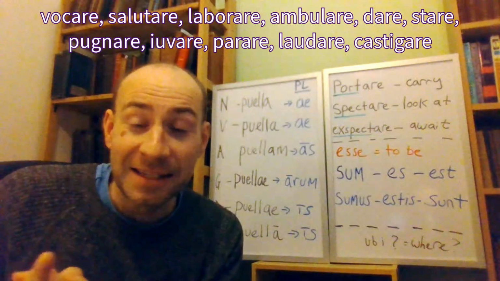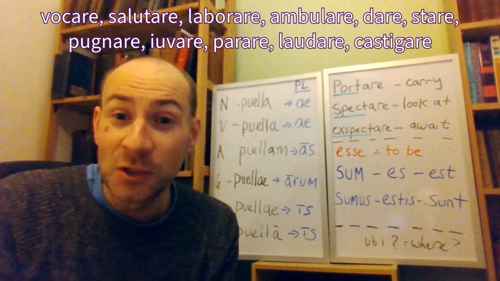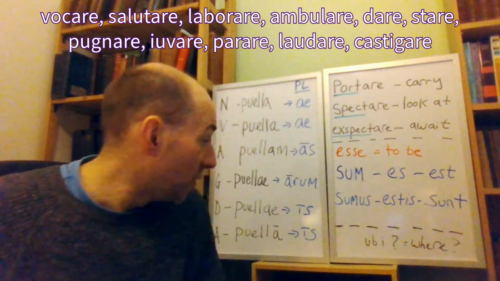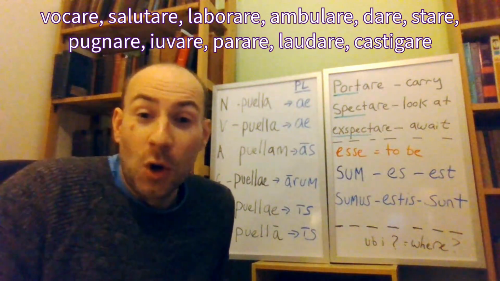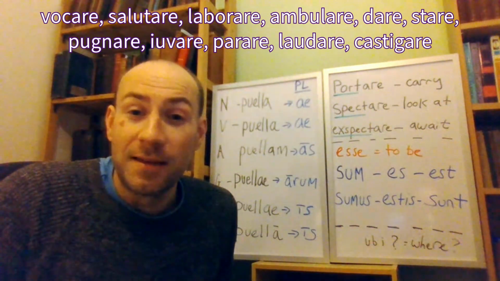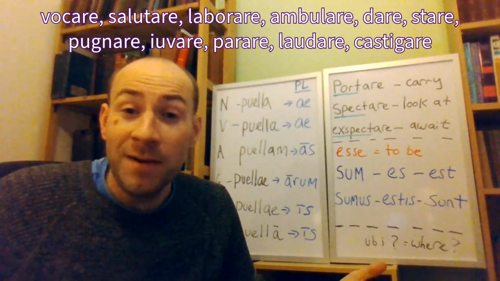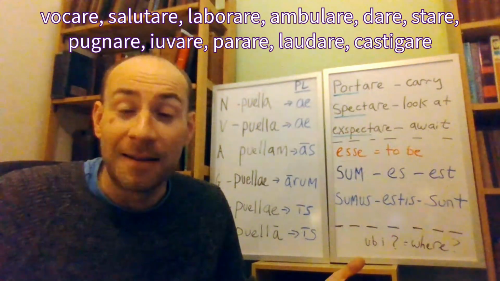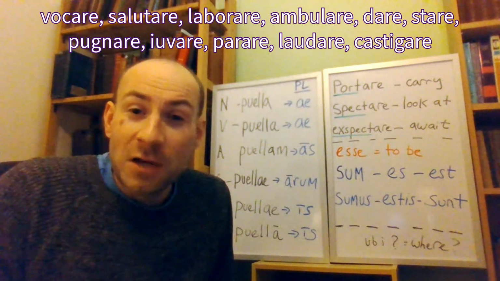Sum, es, est, sumus, estis, sunt. If you want to ask where somebody is, where something is, the word you need is ubi. Ubi means where. Ubi est, where is? Ubi est Marcus? Ubi est Quintus? Ubi est Metella?